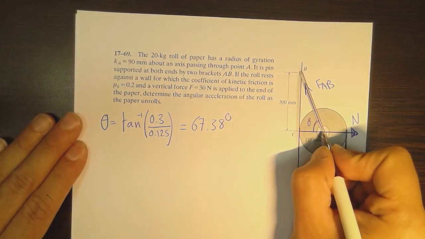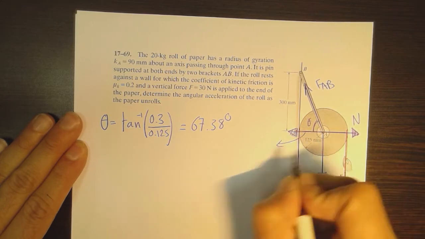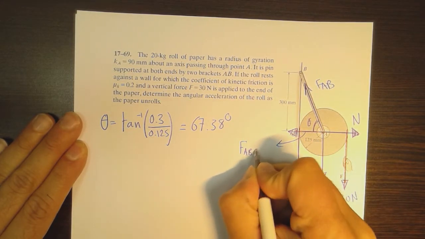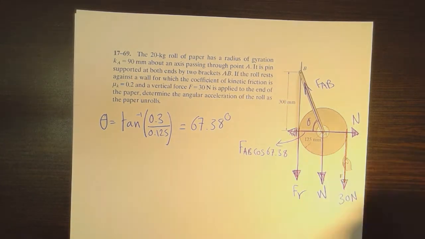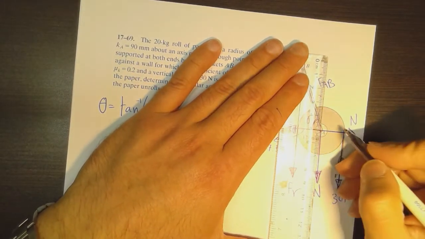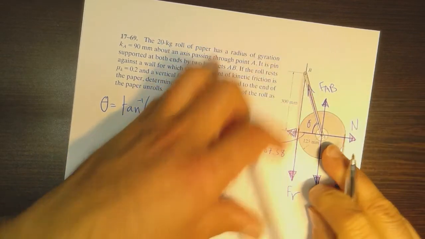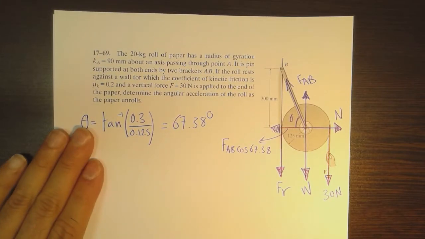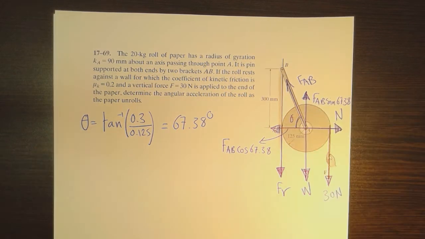So in this direction, this force now is equal to FAB cosine 67.38, and in the y direction we have FAB sine 67.38.